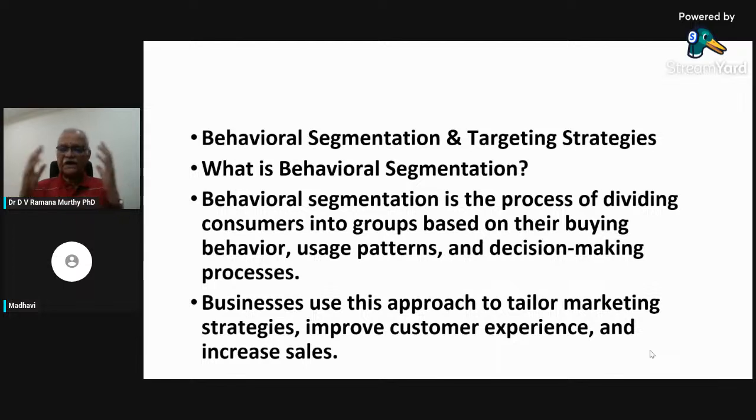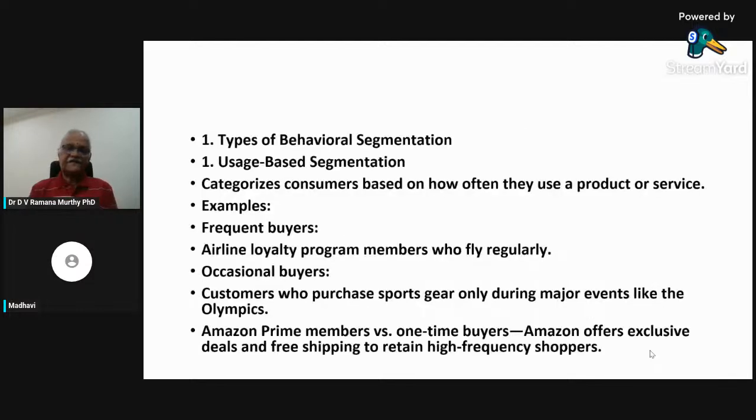Some people may say, no, I want to download music apps, and I want to listen to music. Or some people will be using short videos like YouTube, and there are different things. Buying behavior for different types of products by different classes of customers will be different. So how do they use and what type of decisions do they make? Businesses use this approach to tailor marketing strategies to improve customer experience and increase sales.